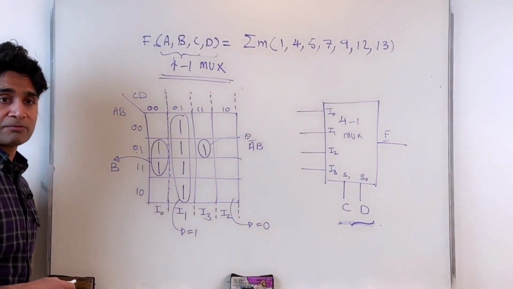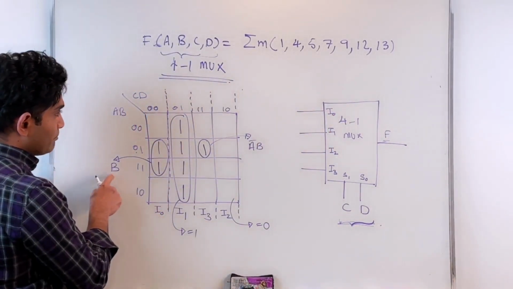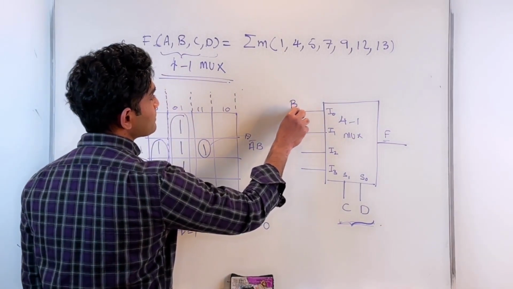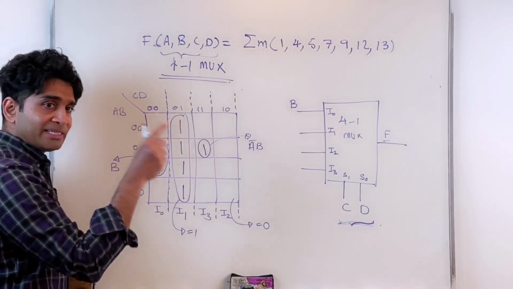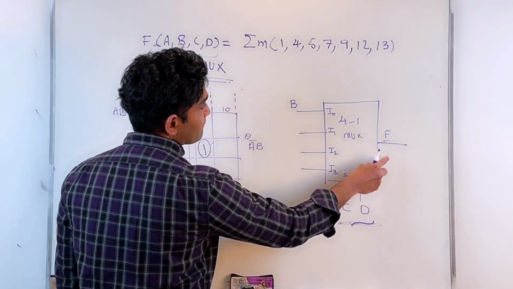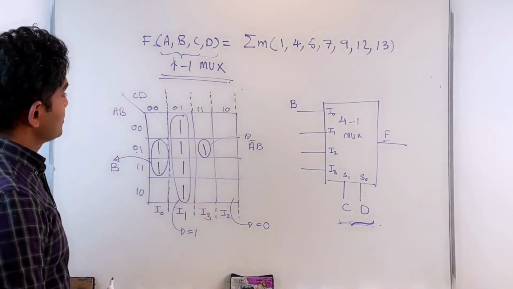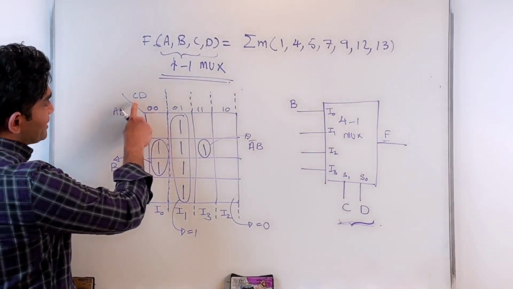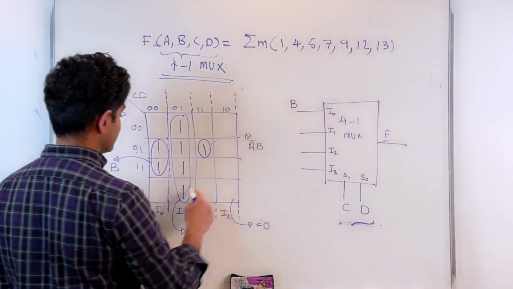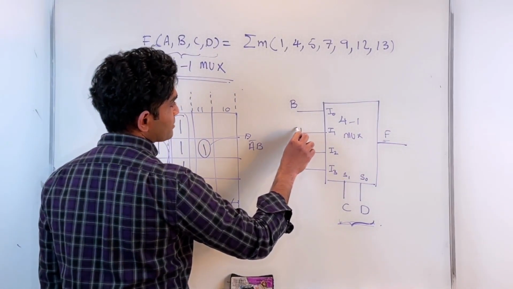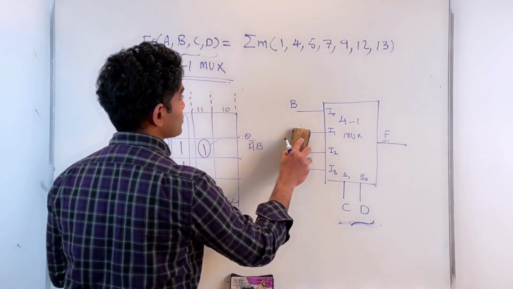Now I can write my function as I need to apply I0, I need to apply B on I0, so that when my CD is fixed at 0, 0, my function is determined by what you apply on B. Okay. When I fix my CD at 0, 1, my function is determined by what you apply on I1, which is 1. In other words, 1. My ground, that's a 1.